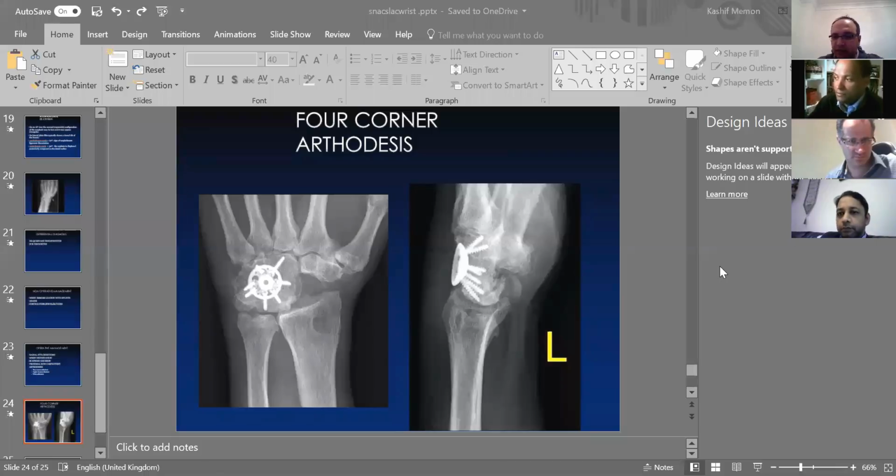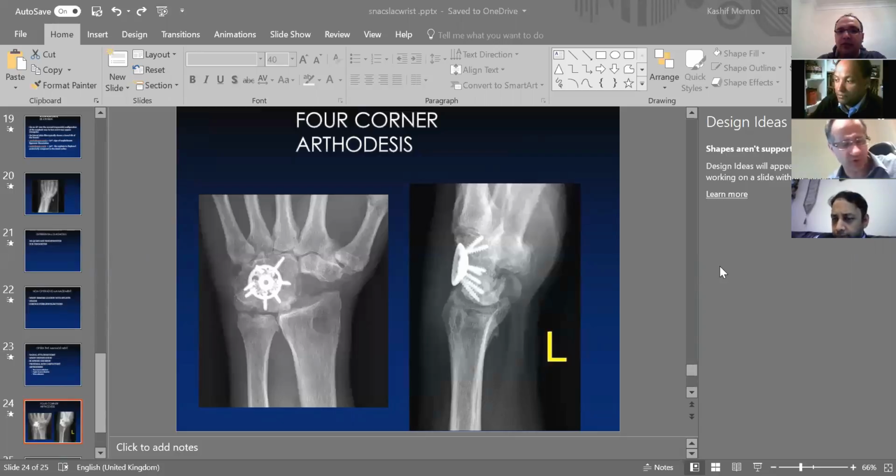Great. I think that answers Amit's question. He wanted to know, in a young patient, what do you do as opposed to an older patient? Does it affect your management? The option for the older patient is a proximal row carpectomy because the satisfaction rate in older patients is high. But in the younger patient, the suitable option will be four corner fusion because they need a stable wrist. That's great. Thank you, Kashif. That's a great answer.